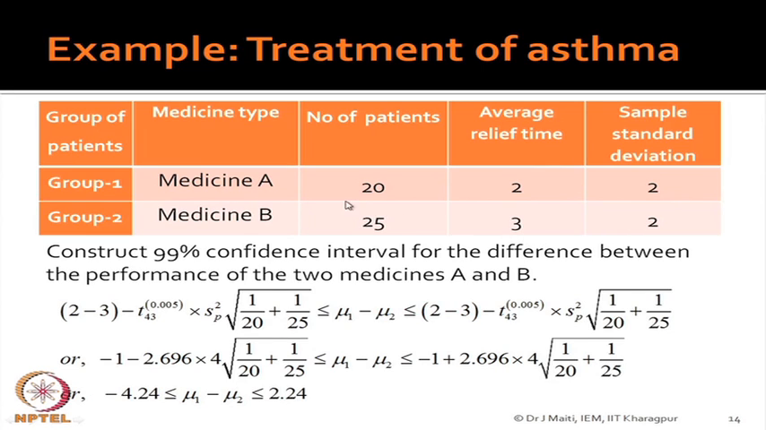And you have checked with 20 patients for medicine A and 25 patients using medicine B. You got this average time, and also you got the sample standard deviation, both are 2 and 2, okay, from the 20 for medicine A and the 25 for medicine B. Now, using this information, you may be interested to see the confidence interval for the variability part.